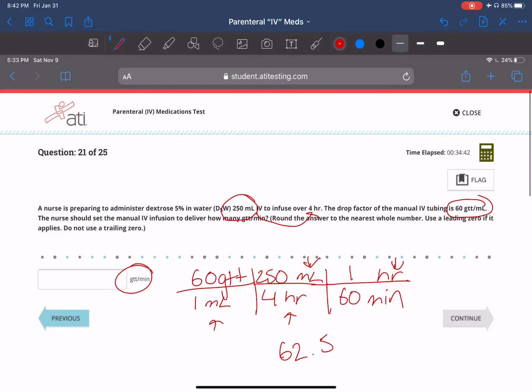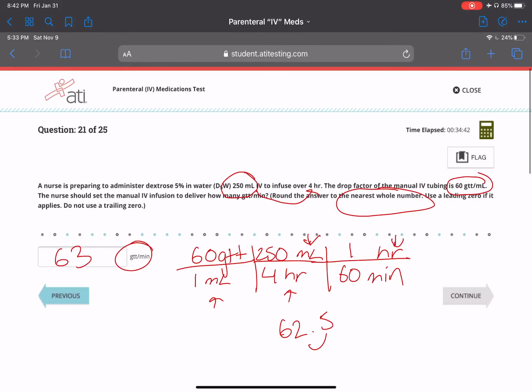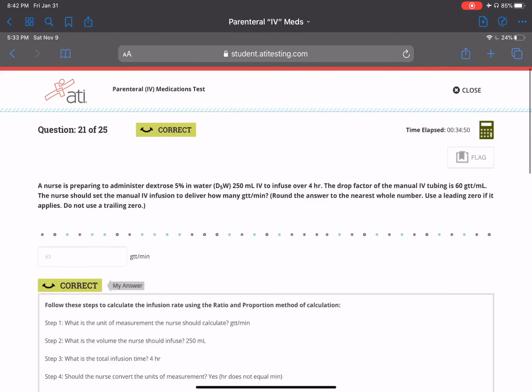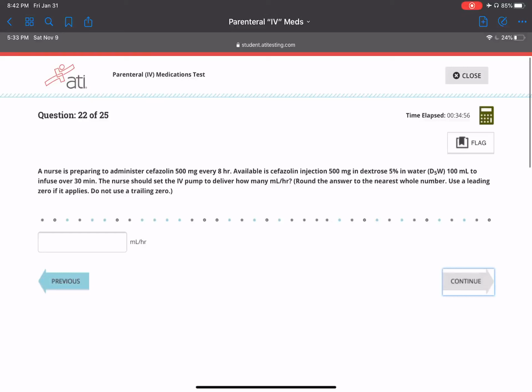62.5. How do they want the answer? Round to the nearest whole number. So the 5 would round that to a 3. So what do we get? 63. And let's see if that's right. And 63 is right. All right, we're almost done, guys.